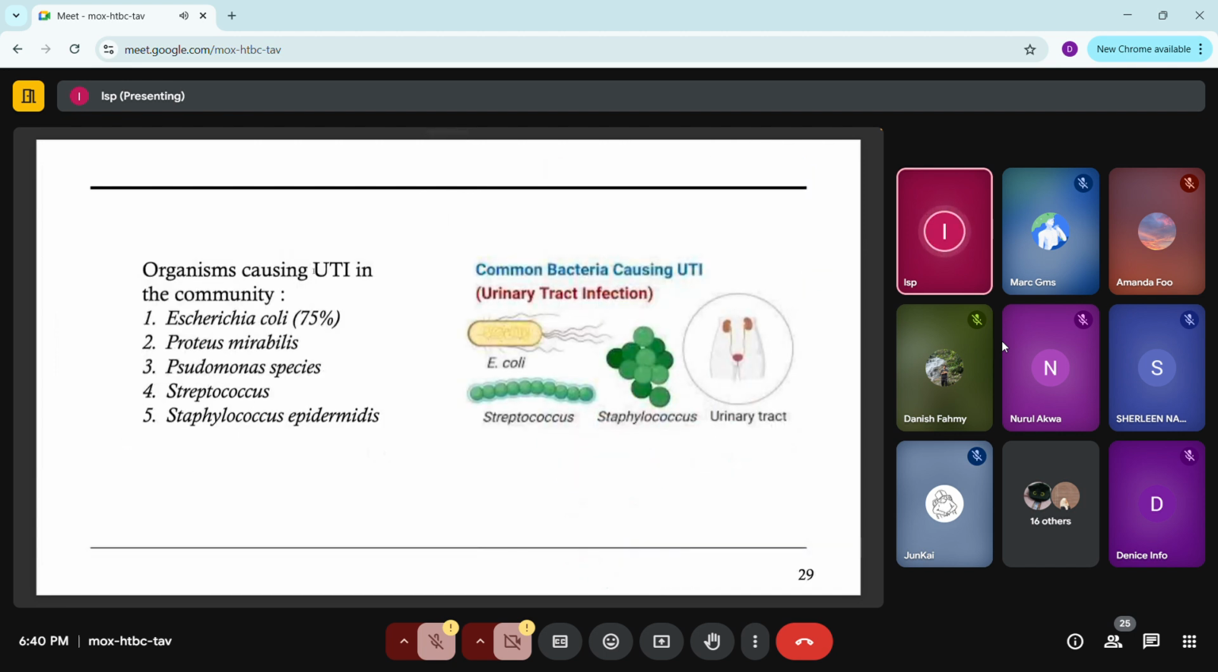So in the urinary tract infection, common bacteria will be gram-negative. Gram-negative like E. coli, the common bugs. You do not need to know the names of the bacteria. You just need to know the common infection bacteria is gram-negative bacteria. And one of it, more than half of it is usually E. coli.